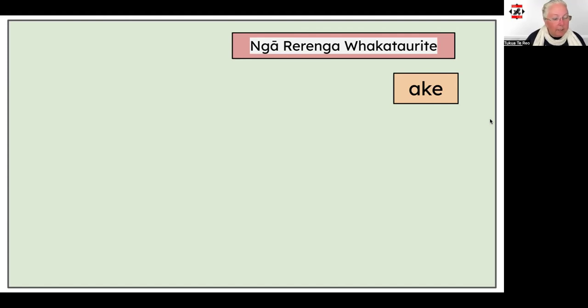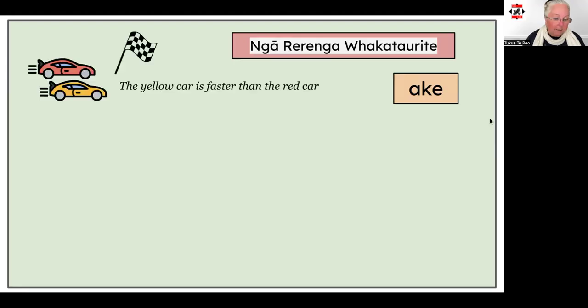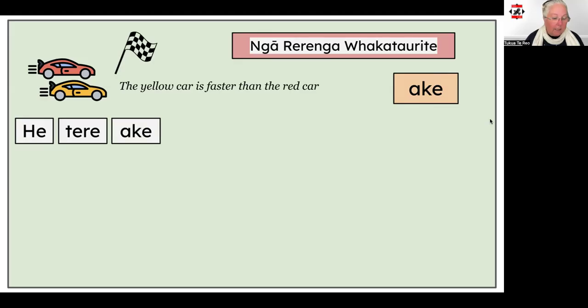I'll start by sharing a rerenga kōrero Pākehā. The yellow car is faster than the red car. We'll start our sentence with he, followed by the tuahua, the quality that we're describing, which in this case is how fast the cars are. And the kupu for fast is tere. Next up comes our punga, which in this case is ake.